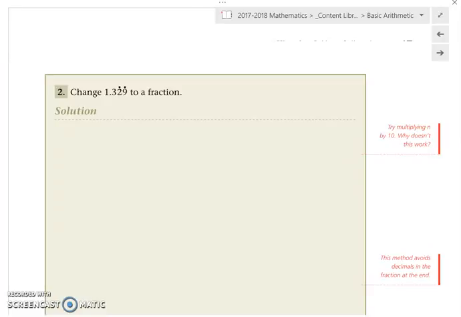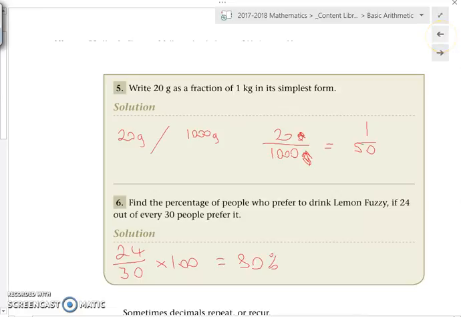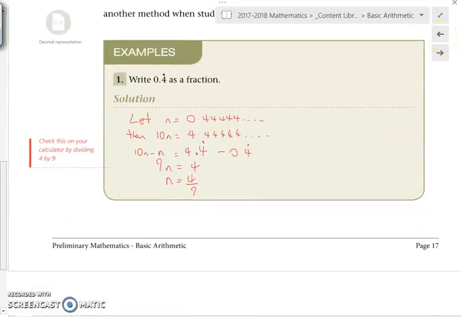Yes, he's recording. All right, so we're going to do another one where we're changing a recurring decimal to a fraction. Now, we did one just the other day, but we did it very quickly as we were leaving, and there were a lot of questions about it.